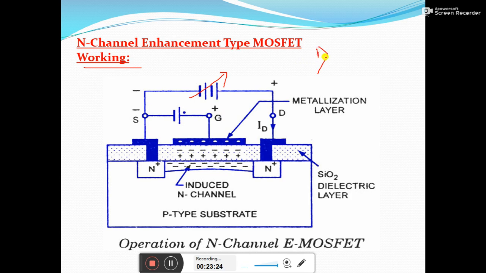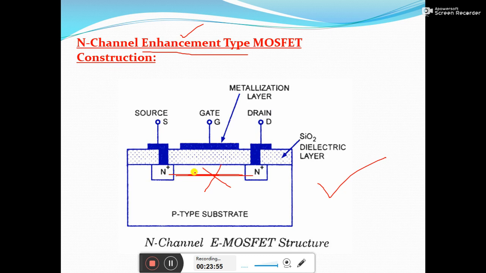Where VGS is 0. VGS is 0 means these two are shorted, so there won't be any potential, and VDS is applied. What happens on application of drain to source voltage VDS, keeping gate to source voltage 0, or you can say by directly connecting the gate terminal to the source? Practically, initially there won't be any channel.